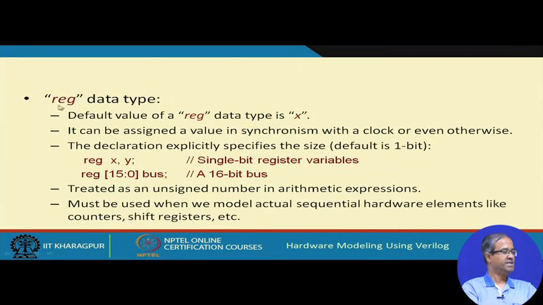Okay. Let us start with reg. The first thing is that in the reg data type, just after you declare it, but have not initialized it to any value, the default value will be undefined or x. A reg value can be assigned in several different ways, we shall be seeing that. They can be assigned in synchronism with a clock, or even without a clock you can do it.